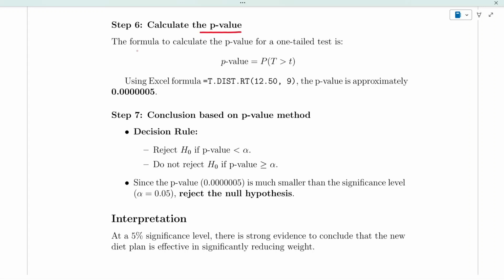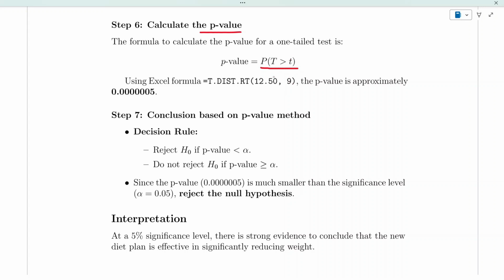Step 7. The p-value method. The formula to calculate the p-value for a one-tailed test, or the right-tailed test, is the probability that capital T is greater than small t. Here the capital T follows the Student's t-distribution with 9 degrees of freedom. The small t denotes the value of the calculated test statistic.